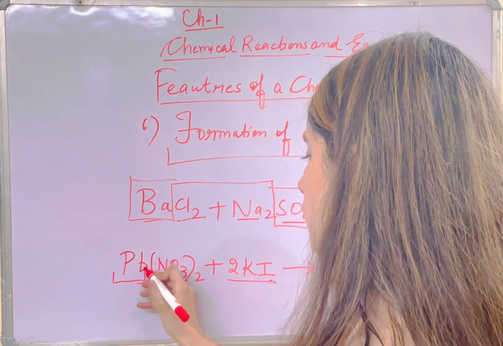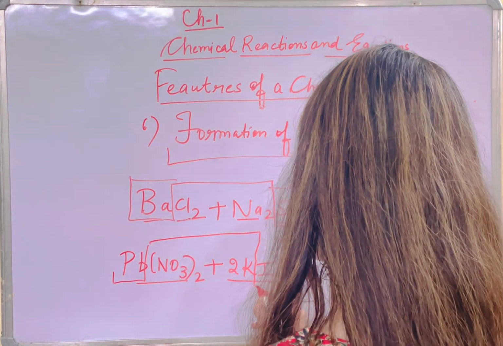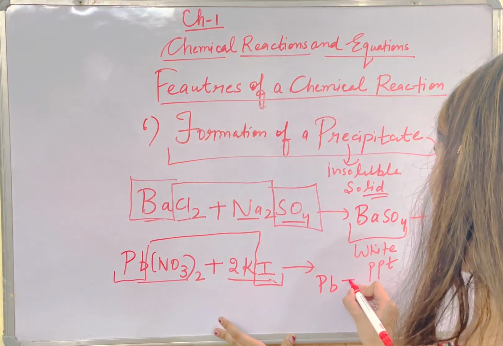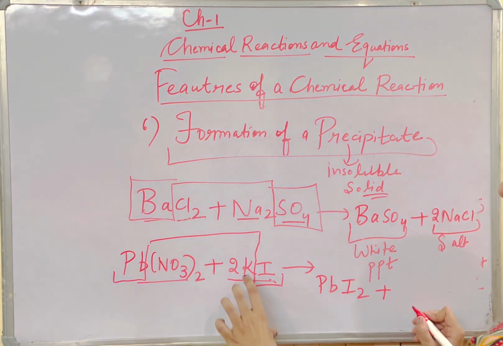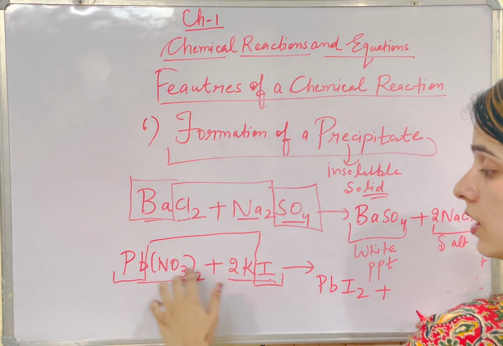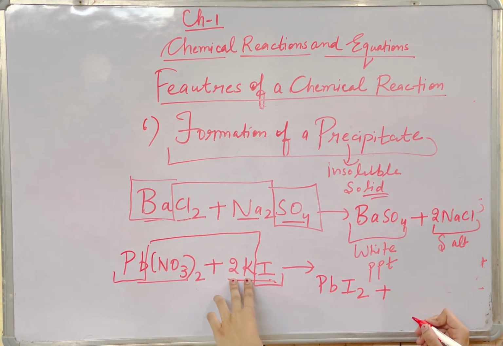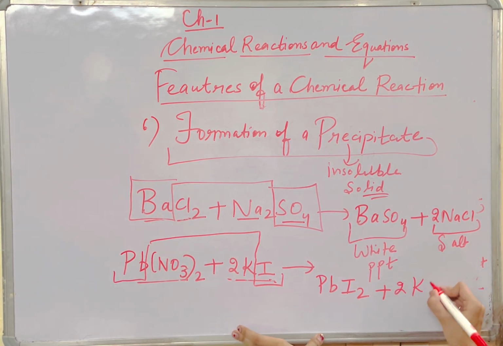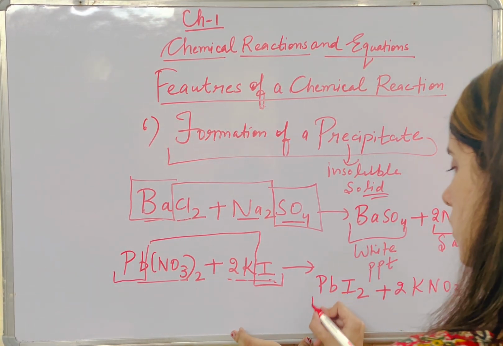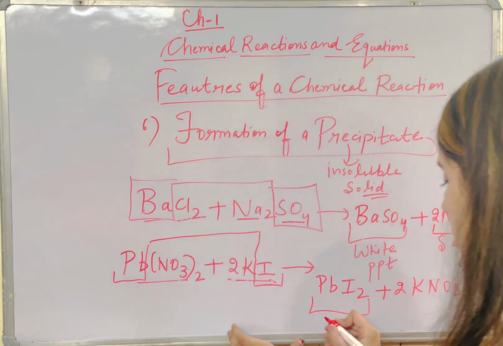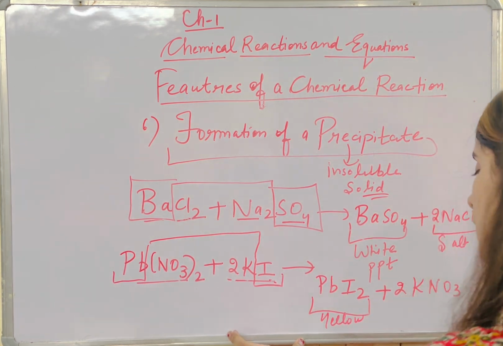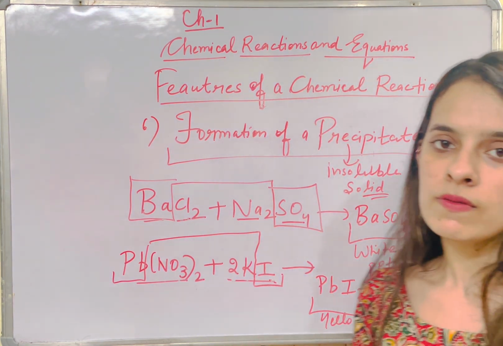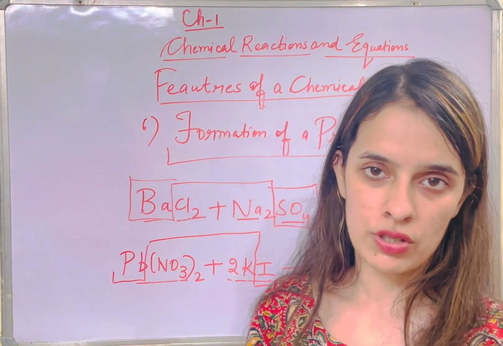So this lead will combine with this iodine and it will form lead iodide. Along with this, potassium will combine with this nitrate. Here also 2 atoms of potassium, here also 2 nitrate. So it will form 2KNO3. So lead iodide, the color of lead iodide is yellow. Yellow color precipitate is formed in this reaction. So this is called a precipitation reaction.